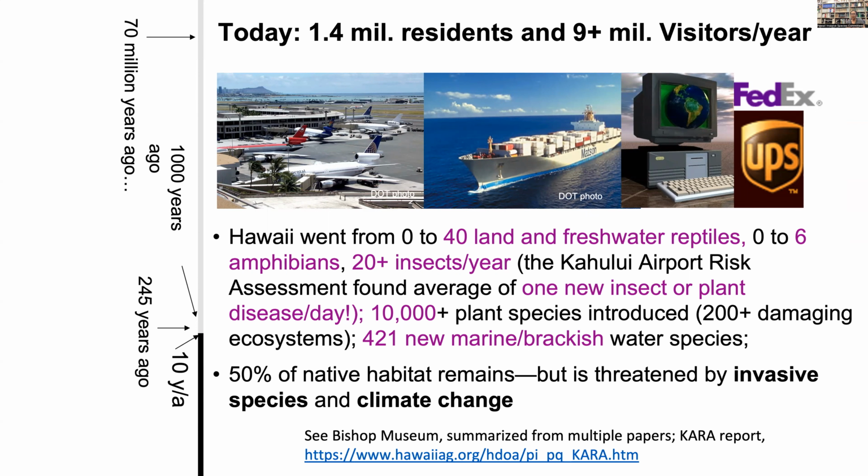Some other statistics: we have documented at Bishop Museum at least 10,000 plants that have been introduced. There's a reason for that, not just that people want them. Not all of them have become established, but we know a significant number have established and are causing true ecosystem harm. For marine and brackish water species, we've got at least 421 now.